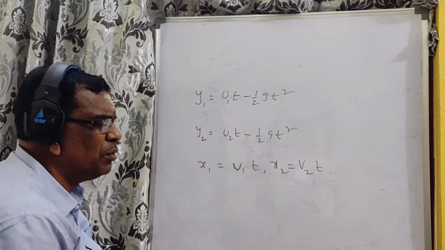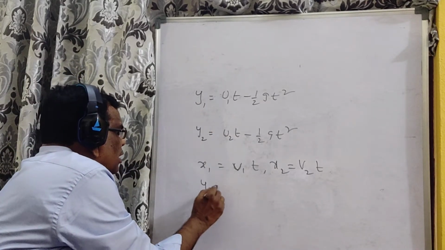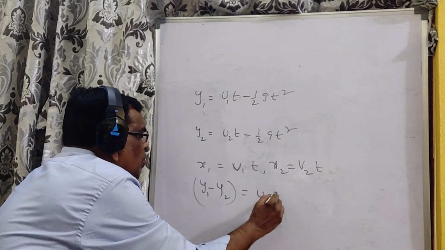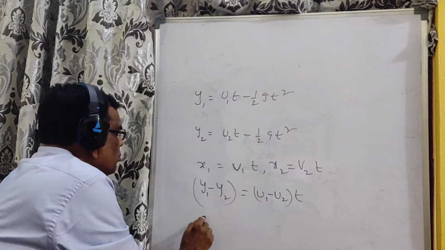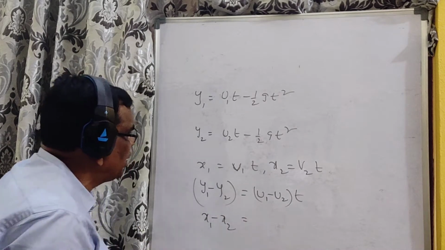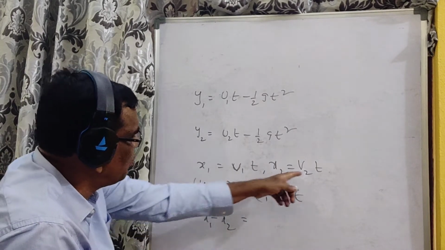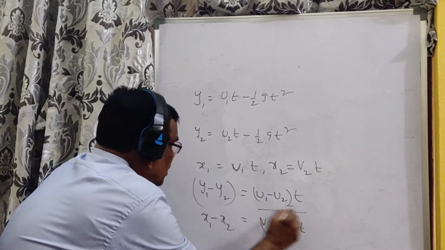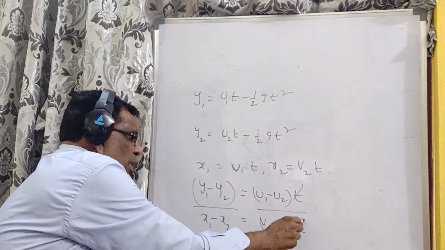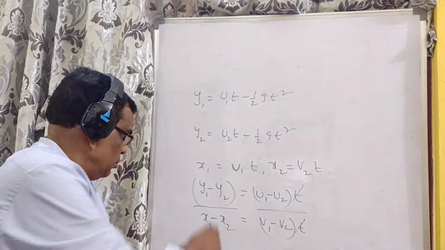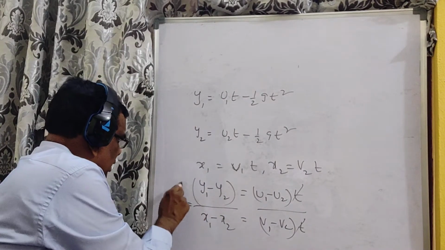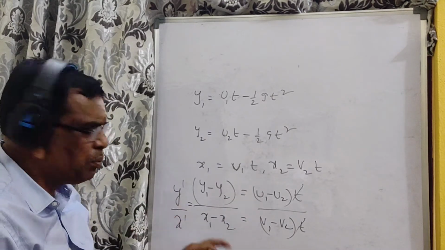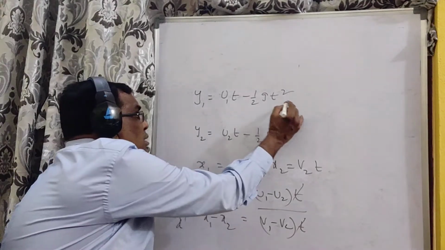Now, I want to observe. Observe means what? How does y1 minus y2 look? This is u1 minus u2 into t. In a similar way, what is x1 minus x2? v1 minus v2 into t, because half gt square gets cancelled. If I take the ratio of these two, y dash by x dash is a constant quantity. So y is proportional to x, therefore it is a straight line.